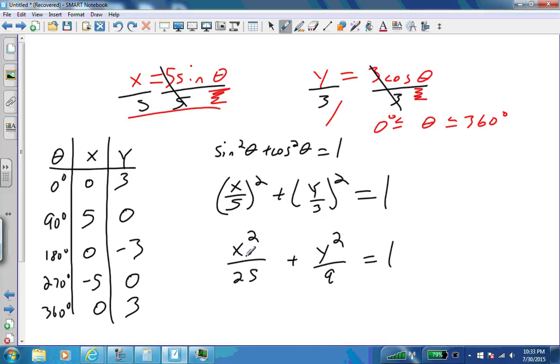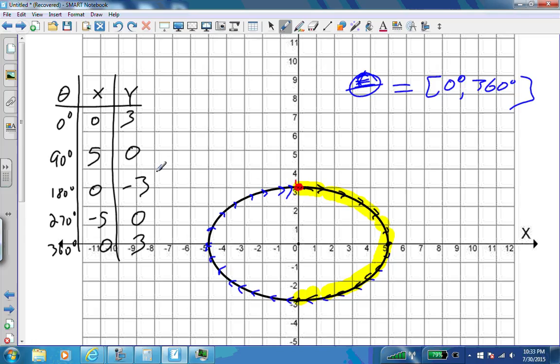Notice this is the equation of an ellipse centered at 0, 0. The major axis is in the x direction and it goes left and right 5 units. The minor axis is in the y, up and down 3. Left and right 5, up and down 3. So that's our ellipse. So lots of different shapes that you can get using parametric equations.